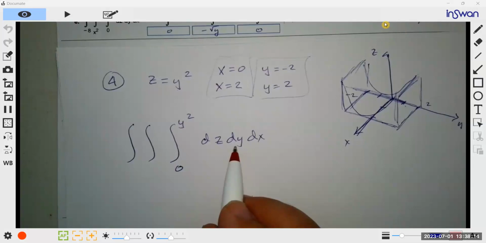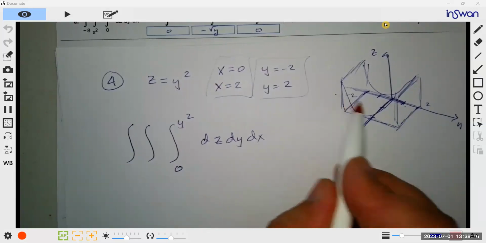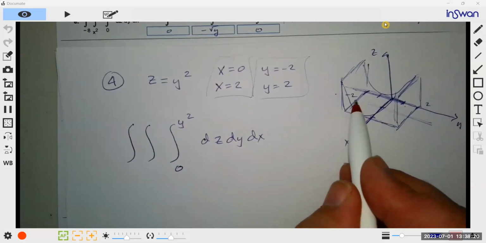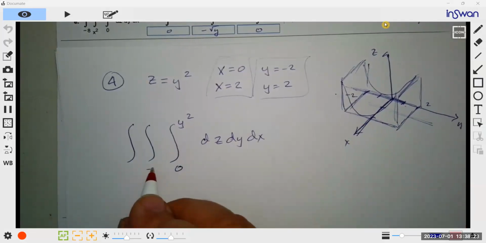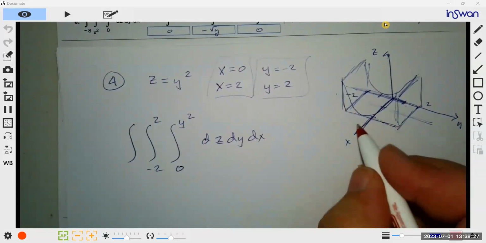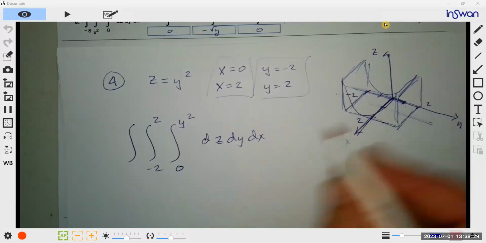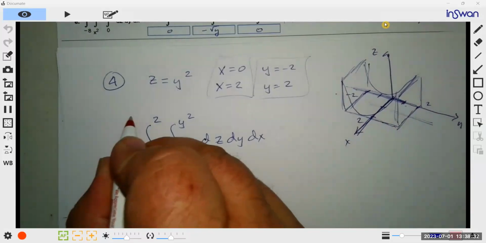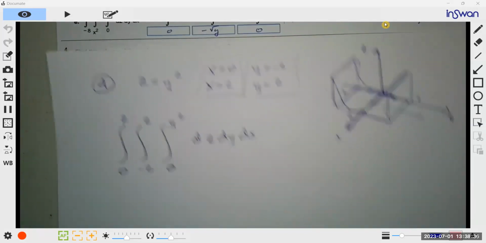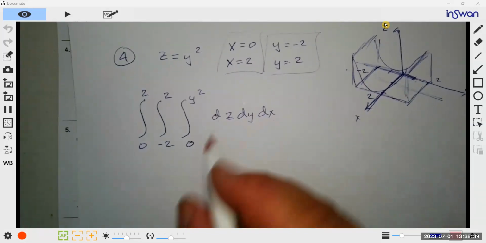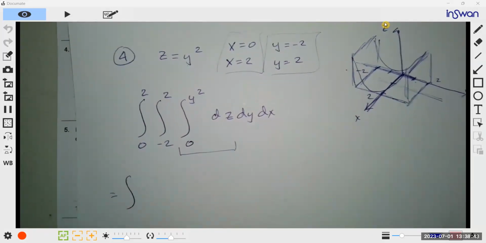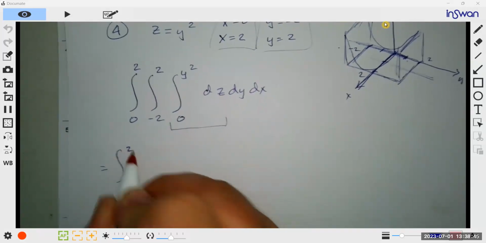Now the next one has to be parallel to the y-axis, has to go this way. So it enters the graph at -2 and exits the graph at 2. And then the x components are from 0 to 2. Right, so now let's go ahead and start integrating. We do the z first, 0 to 2.